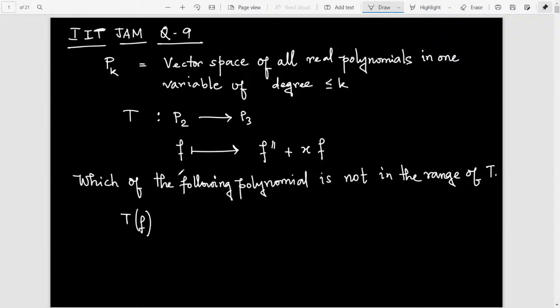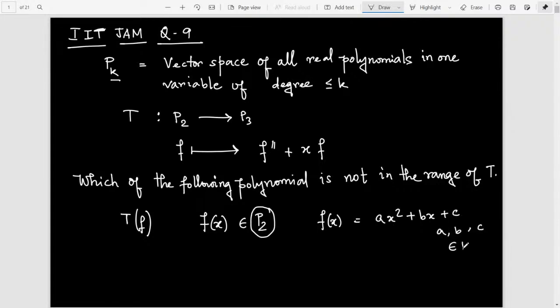Okay, so now I'm taking f(x) in P2. By this definition, P2 is the vector space of all real polynomials in one variable of degree less than or equals to 2. That means if you take f of x, then typically it looks like ax square plus bx plus c, where a, b, c belong to R. Now what you need to understand is where this is getting mapped by T. With that notion, you will understand which of the following polynomials is not in the range of T.